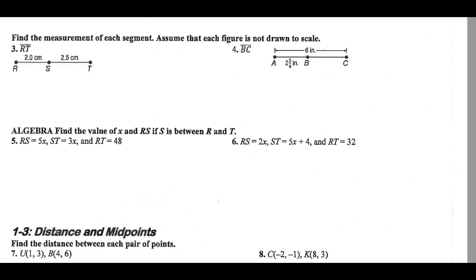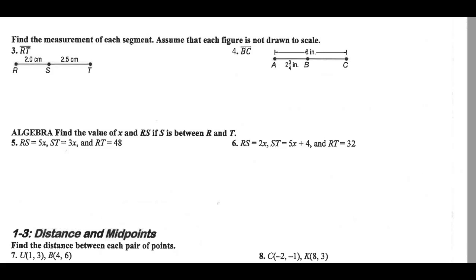Okay, so here we're finding measurements, and we're making use of segment addition. If one point is between another point, like for example in this first one here, I have S between R and T. Well, then I can safely assume that RT, the whole piece, has to be equal to RS plus ST. And I can do the same thing over here. The whole piece, AC, has to be equal to AB plus BC.